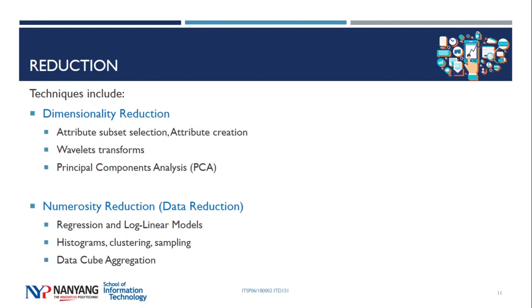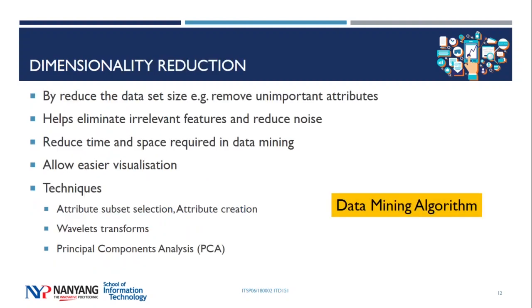There are techniques like wavelet transforms and PCA, which are statistical procedures to reduce the number of attributes. We will not go through them in depth. But in this module, instead we will cover techniques like regression, log linear model, histogram, clustering, sampling, and data cube aggregation. As mentioned, data reduction will help to reduce dataset size, eliminate irrelevant features, and reduce noise, which makes the smaller data set easier to process and visualize.